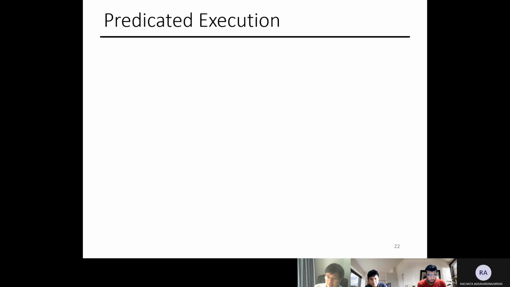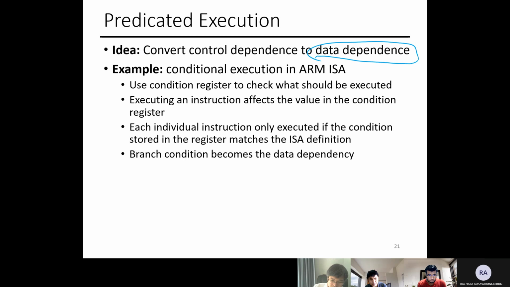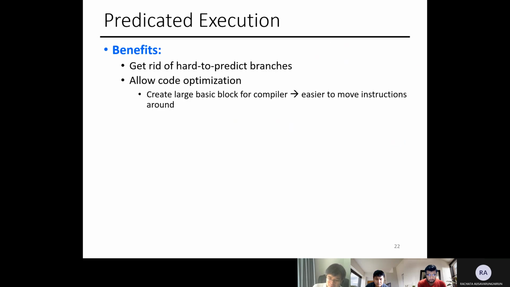An individual instruction is only executed if the condition stored in the register matches the ISA definition. If it's 0, I run. If it's not, don't run. So it means that you don't have a branch. You either run or just forget about that instruction and run the next instruction. And here's the benefit: it gets rid of all the hard-to-predict branches. You don't have to do prediction.